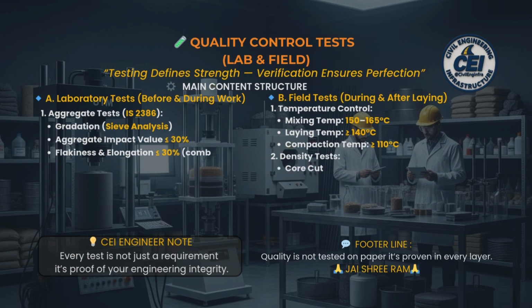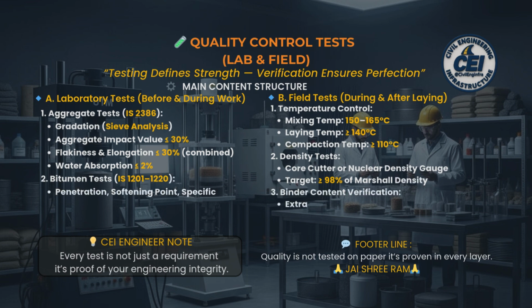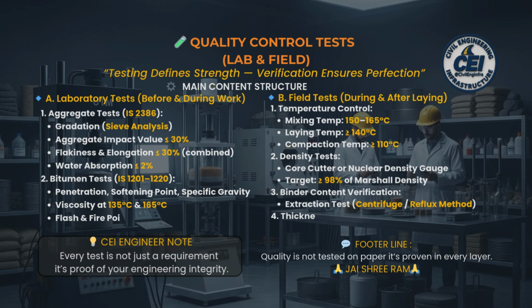A. Laboratory tests. Aggregate tests, IS 2386: gradation, AIV less than or equal to 30%, flakiness less than or equal to 30%, water absorption less than or equal to 2%. Bitumen tests, IS 1201 to 1220: penetration, softening, viscosity, flash and fire point. CEI engineer note: Every test is proof of your engineering honesty.